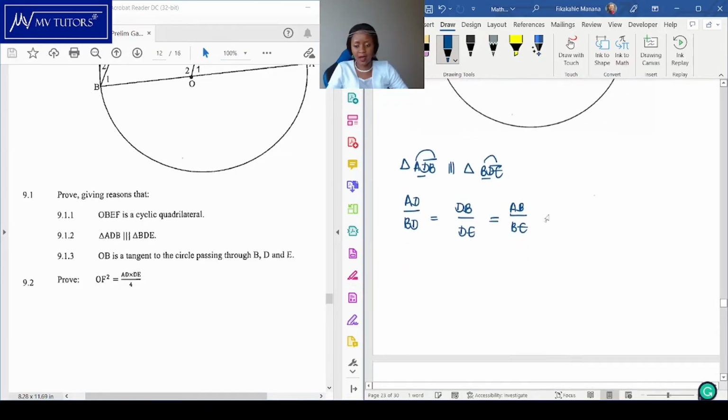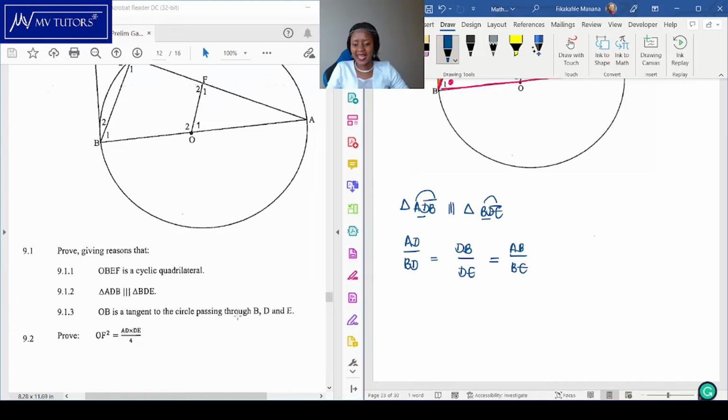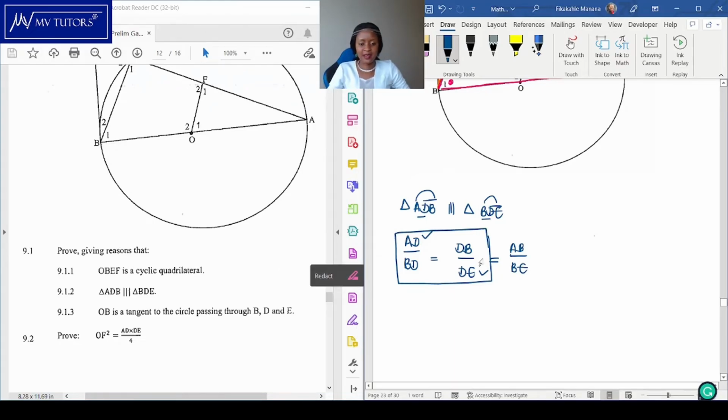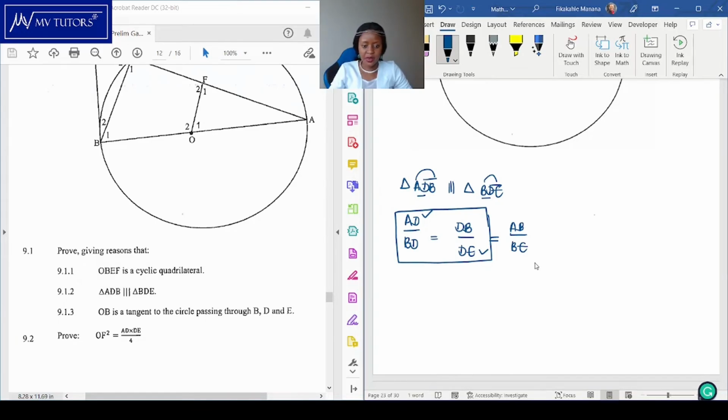So what do I have in my answer? I have OF, and I have AD and DE. So I'm going to use this portion. Let's see what we can do. I'm going to multiply DE on that side and BD on that side. So I have AD times DE is equal to DB squared.